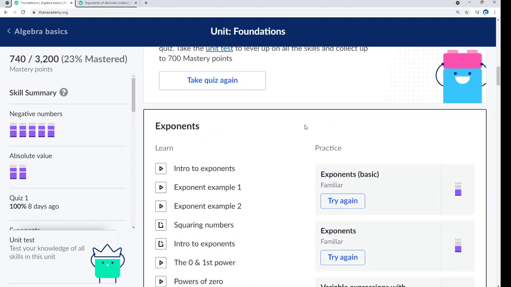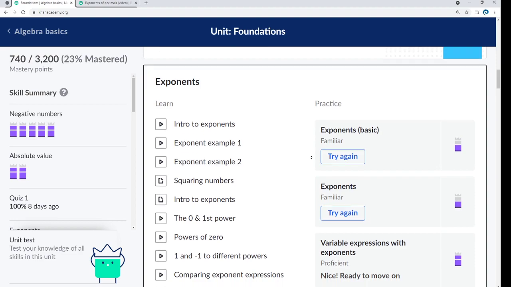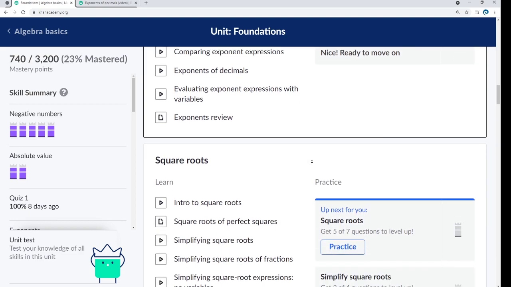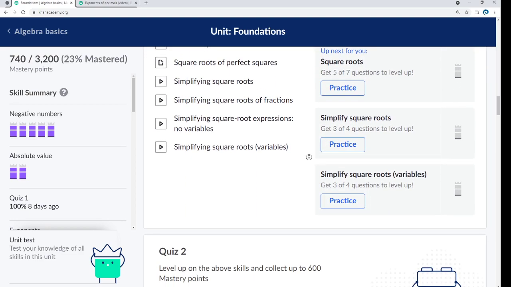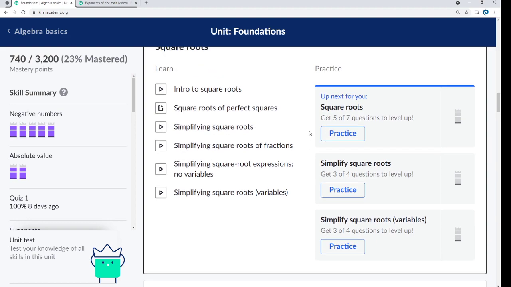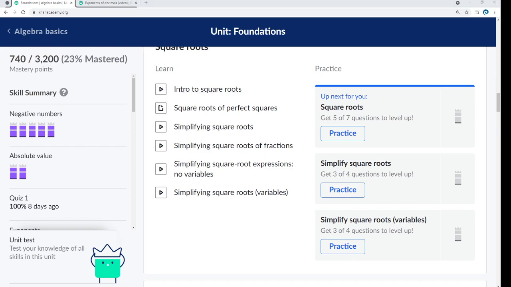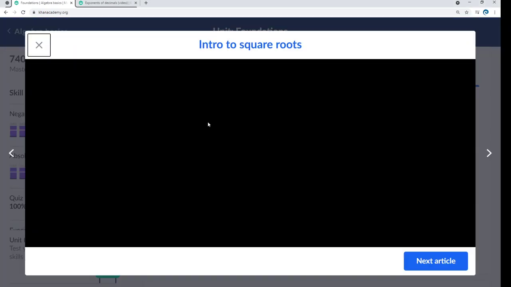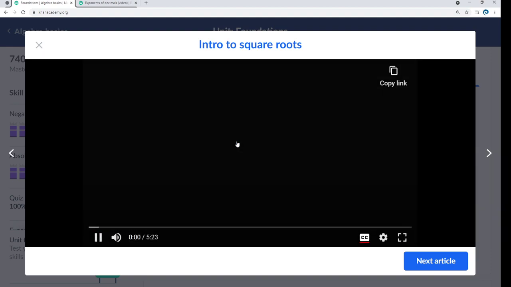All right. So, that was embarrassing. What is next? Oh gosh, square roots. Okay, I think we can knock out the square roots, and then that will be the stream for the day. Let me get an intro to square roots.